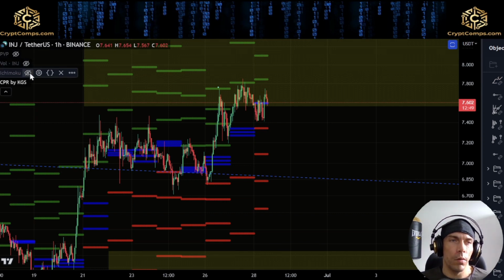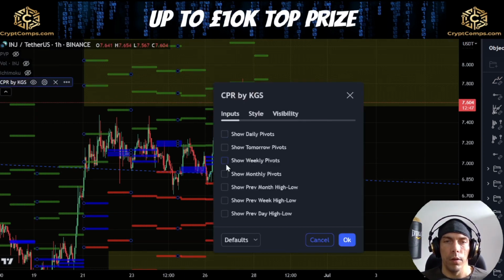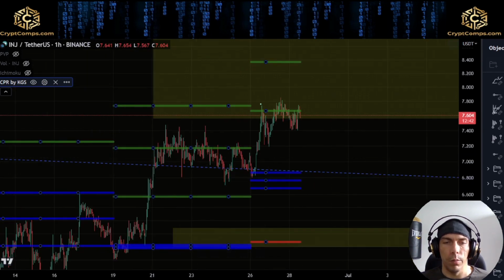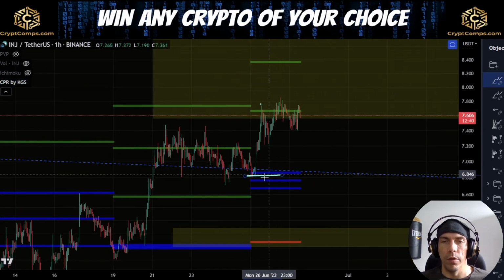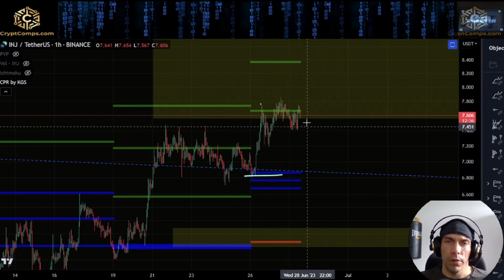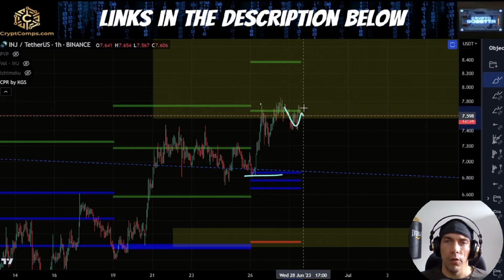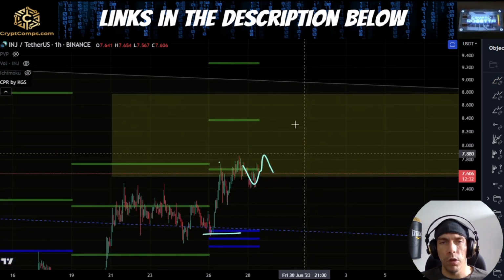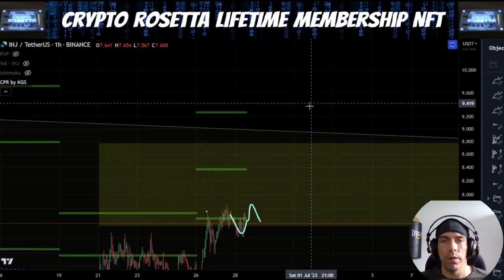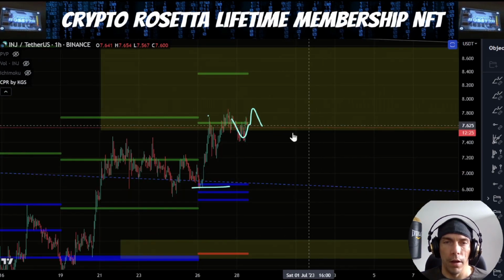Now we're also going to turn on this weekly and have a look at these lines. So we can see here on the weekly, what happened is we actually came into these central CPR lines and we've rallied up to this S1 line. So from here, what I want to see is whether we actually manage to get back above these lines. If we do, we could potentially push towards this S2 at this 837 and this S3 at this 926.